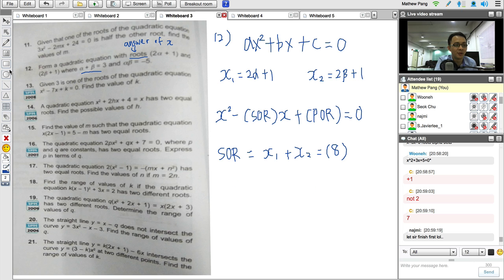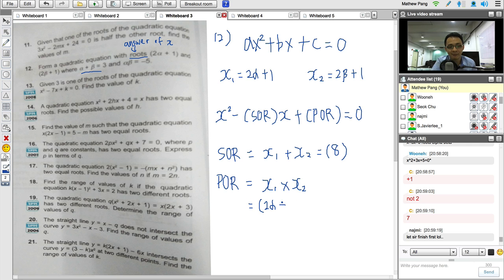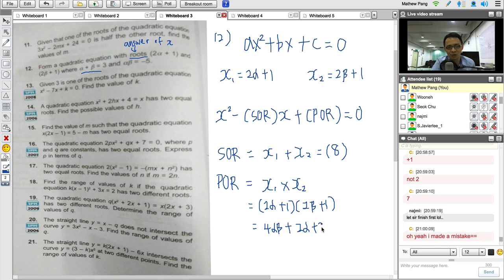Alright, so product of roots means what? This is the two roots, right? It means x1 multiplied by x2, because we call it product of roots. So that means this is (2 alpha plus 1) multiplied by (2 beta plus 1). So basically you will have 4 alpha beta plus 2 alpha plus 2 beta plus 1.